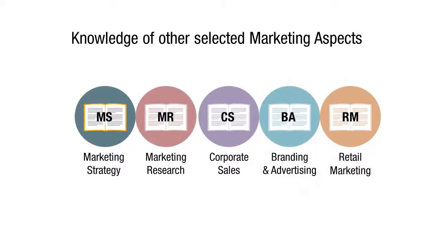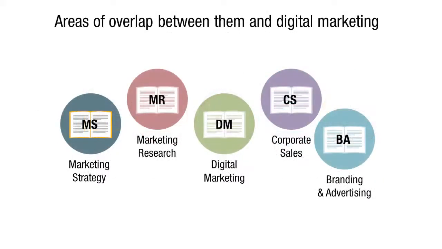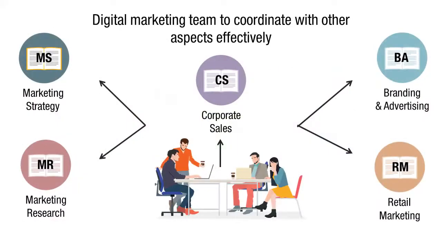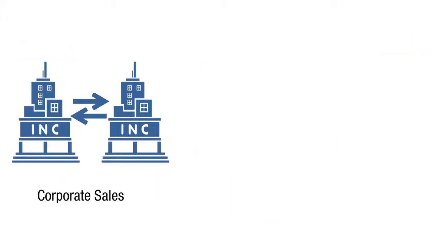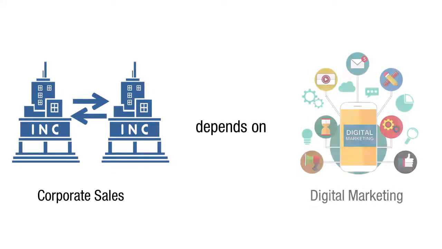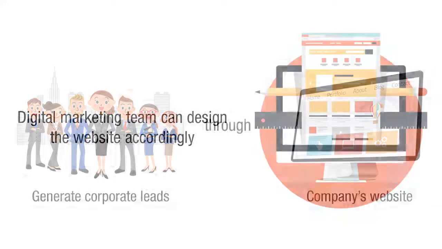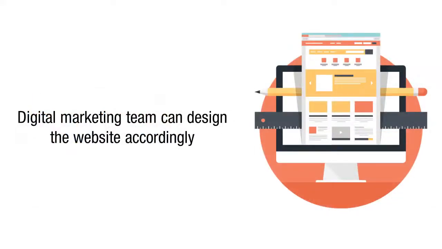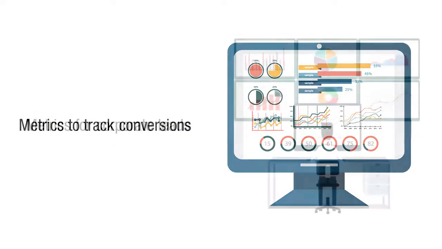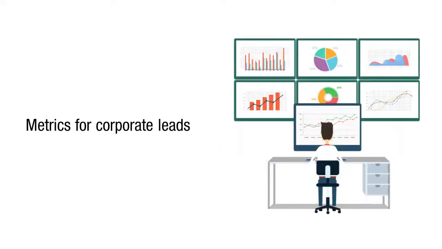Knowledge of other selected marketing aspects and any areas of overlap between them and digital marketing helps the digital marketing team to coordinate with other aspects effectively. As in the example that follows, if corporate sales is a selected aspect that depends on digital marketing to generate corporate leads through the company's website, then the digital marketing team can design the website accordingly and put in place metrics to track conversions and other metrics for corporate leads. Can you think of an example for this concept?